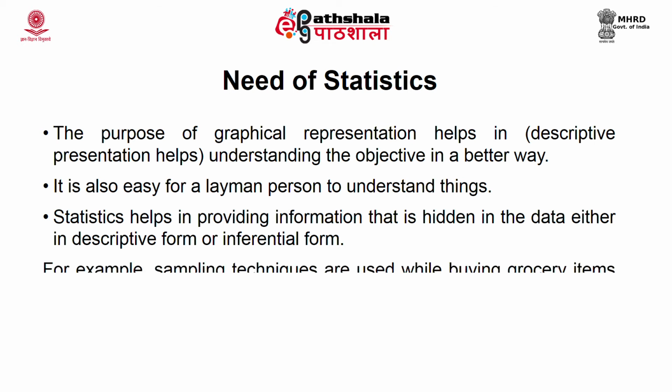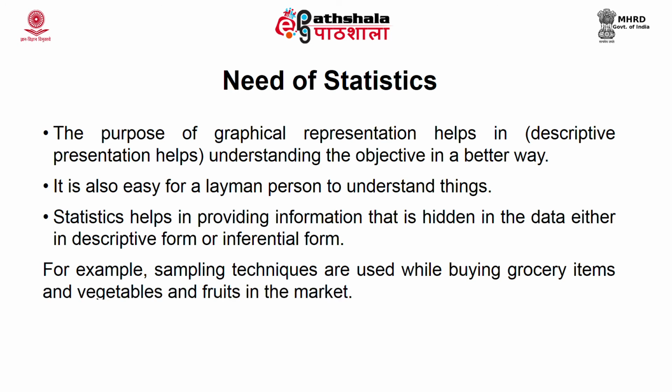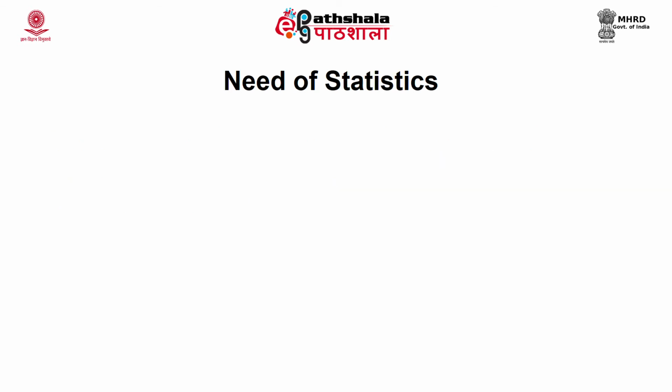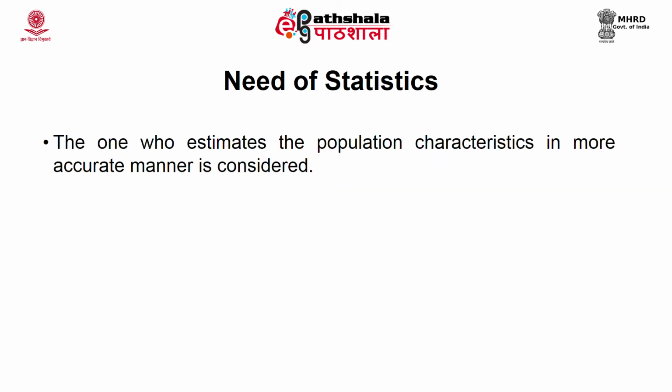For example, sampling techniques are used while buying grocery items, vegetables and fruits in the market. When a person goes to the market to buy something, he picks a sample, or you can say he selects a sample from an item, and sees whether it is of good quality or not. If it is of good quality, he purchases that item, otherwise he leaves it. In statistics, there are different functions available to estimate the population characteristics. The one that estimates the population characteristics in a more accurate manner is considered.